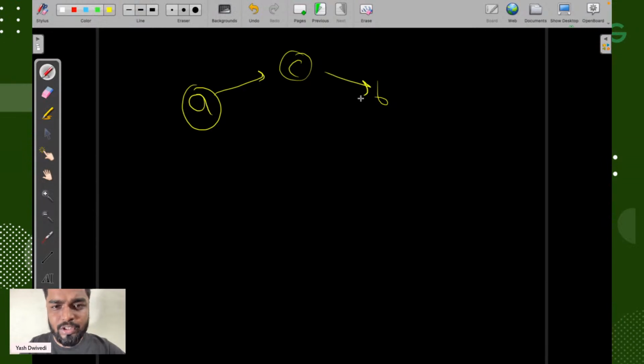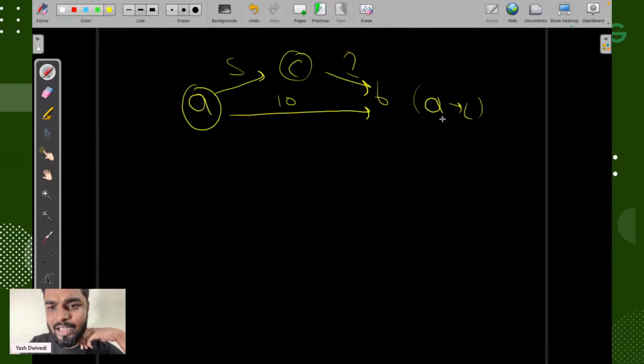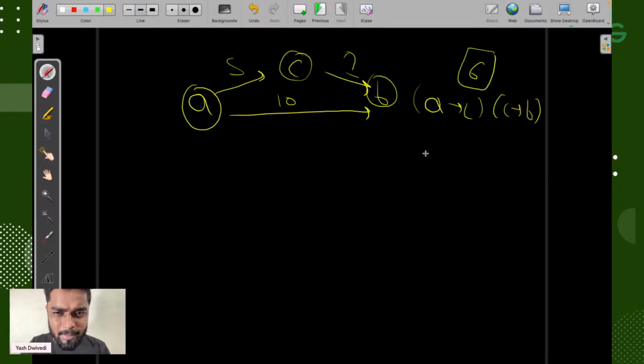Basically, what I'm saying is, if you have, let's say, A and B, there can be multiple paths. Maybe I can go through this path, which will have some cost, or I can go directly. Let's say this path has a cost of 10, this has 5, and this has 1. So if you go from A to C, and then from C to B, ultimately the cost to reach B will be 6, or maybe you can go from A to B directly. That cost will be nothing but 10.